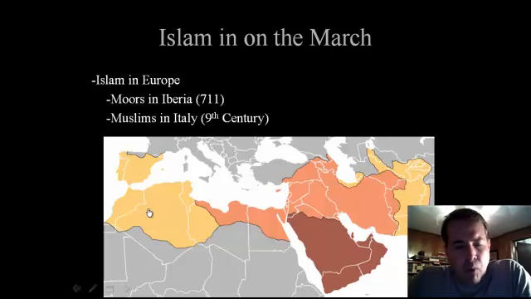Islamic Moors, these are African Muslims who are darker skinned than what we think of today, actually cross the Straits of Gibraltar and invade what is modern day Spain and Portugal, the Iberian Peninsula. This happens in 711 AD. And they push almost to the Pyrenees. They push to what is today the modern Spanish-French border.